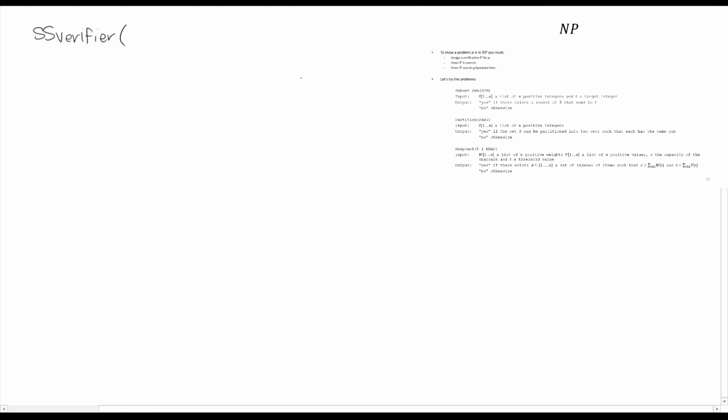Okay, so to start out my verifier, I'm going to remember, in the last video we said we're going to use the same input that we had already. So I'm simply going to say this is going to be S and T, my set S, my target T. But then in a verifier, we need to add an extra piece of input here as well.